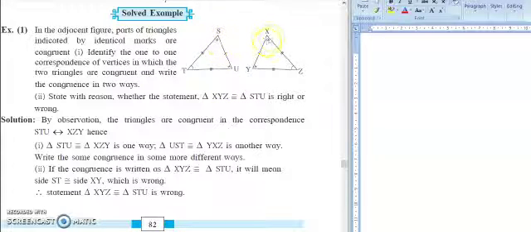So this angle is congruent to this angle, this angle is congruent to this angle, and this angle is congruent to this angle. Similarly, this side is congruent to this side, this side is congruent to this side, and this side is congruent to this side.